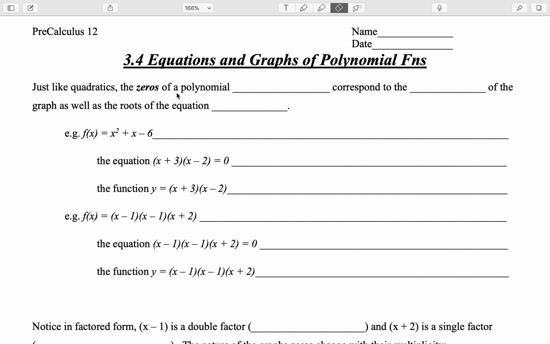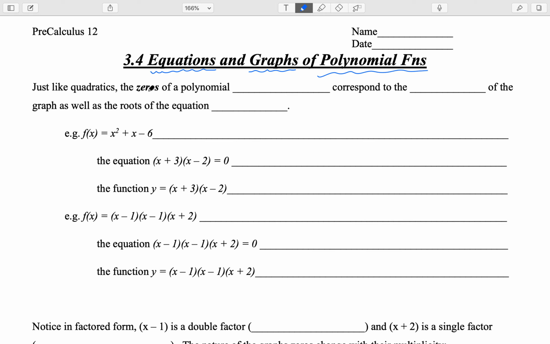This is the end of the line. This is the very, very last thing we're going to be looking at: the relationship between the equations and the graphs of polynomial functions and equations. We've done lots of these things before with parabolas and quadratics, but now it's going to be any polynomial in general.